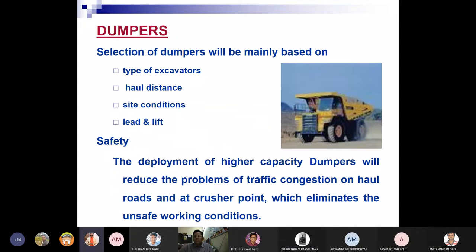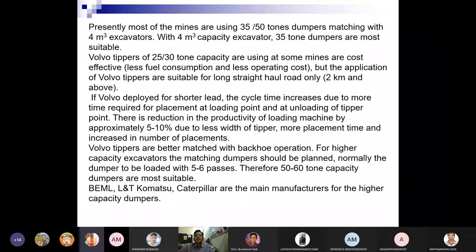And whenever you are going to purchase the dumpers, selection of dumpers will be mainly based on type of excavators, haul distance, site conditions, lead and lift, and there should be safety features also. The deployment of higher capacity dumpers will reduce the problems of traffic congestion on haul roads and at crusher point, which eliminates the unsafe working conditions. Presently, most of the mines are using 35 to 50 ton dumpers matching with 4 cubic meter excavators, shovels. With a 4 cubic meter capacity excavator, 35 ton dumpers are most suitable.